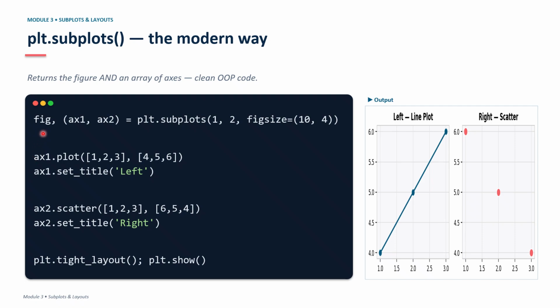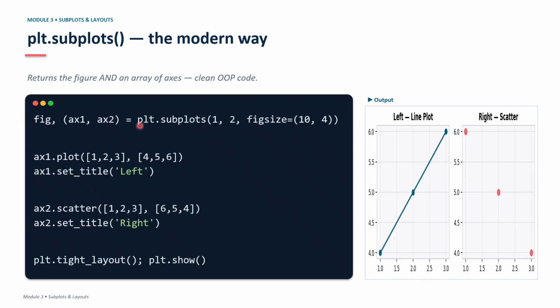Like you've got fig, which is a variable, comma axis 1, comma axis 2, where I'm calling the subplots function, subplots of 1, comma 2, and figure size I've given as 10, comma 4. So this one line does 4 things simultaneously. First, it creates a figure object, and this figure object is stored in the variable called fig.